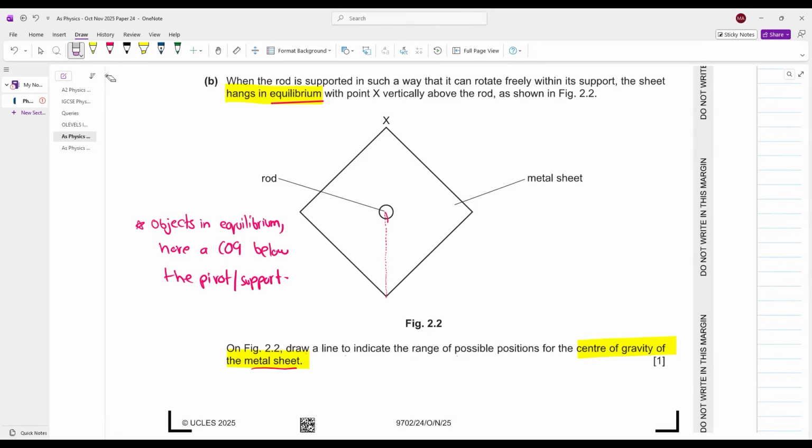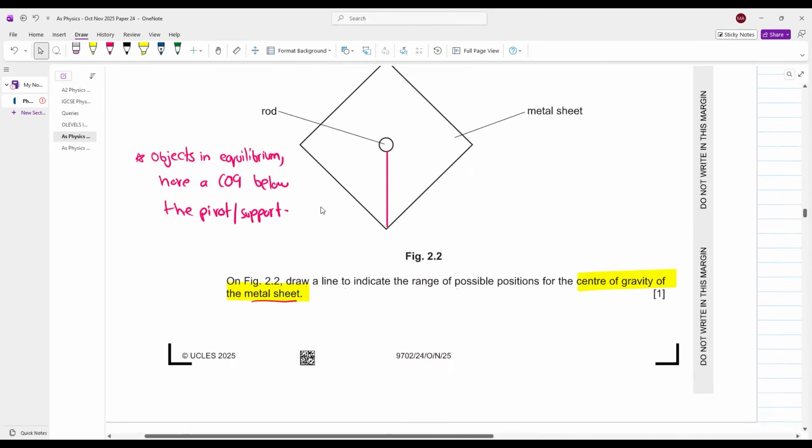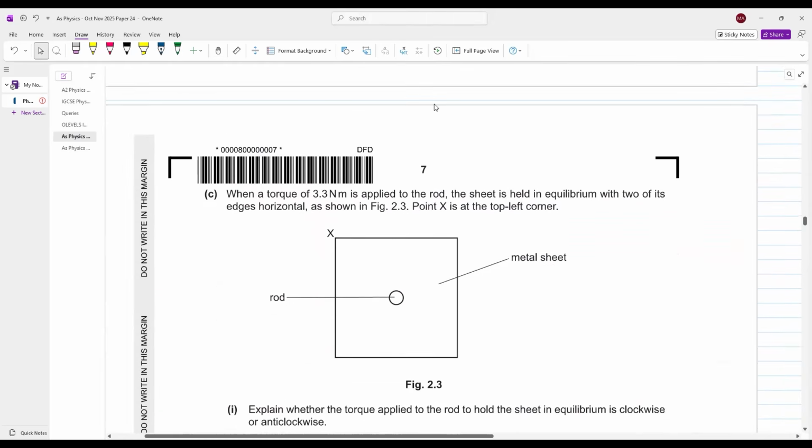So here you can draw a line like this. आप बिलो द सपोर्ट कहीं भी सेंटर ऑफ ग्रेविटी को लाई करा सकते हो, because for a stable equilibrium, for objects in equilibrium, the center of gravity lies below the support, below the pivot, whatever you want to say. Let's further move ahead.